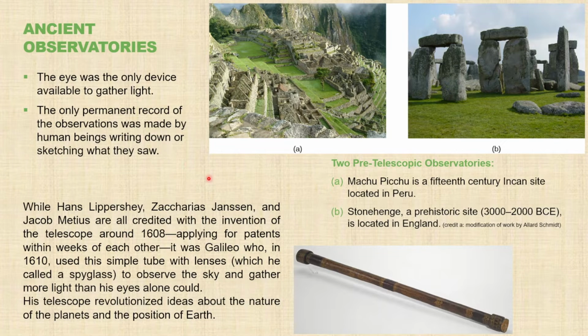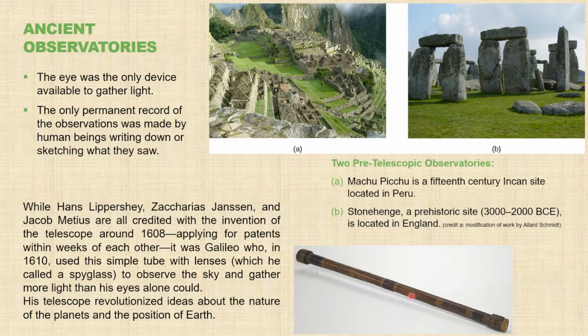Before the telescope, there were observations made, and we still do it today. We see something, we write it down, and for that purpose, certain places were built, like this Machu Picchu and this Stonehenge. But this was all based on what you see, whatever eyes could gather, and whatever you see, then you had to write it down, log it in a book. Or creative people, sometimes they draw and keep that as a record.